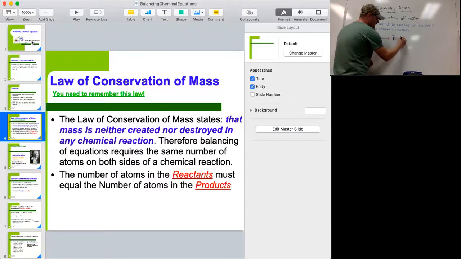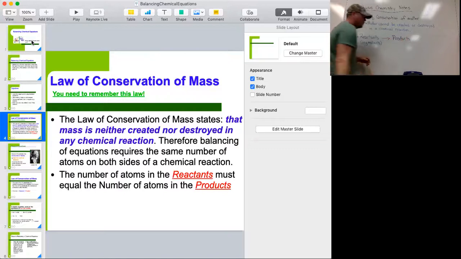We're talking about products. So one of the things you're going to hear me talk about a lot this week is reactants and products. The reactants are the things that we mix up. That is what starts this chemical reaction. The products are then going to be the things that we end up having at the end.